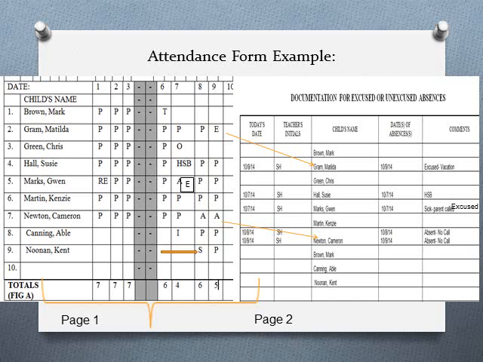Cameron Newton has now been absent for 2 days as denoted with an A for the 8th and 9th day. On page 2, it was also noted that his teacher has not received a phone call to explain his absence. At this point, the teacher would follow your program's protocol for unexcused absences. On the bottom of the form, the teaching staff records the total attendance for each day.